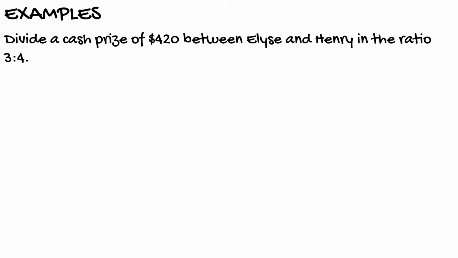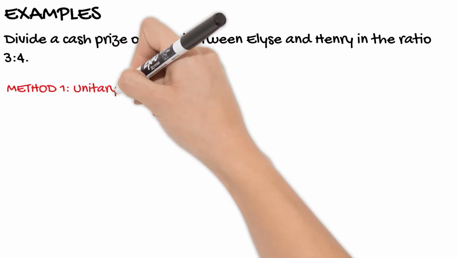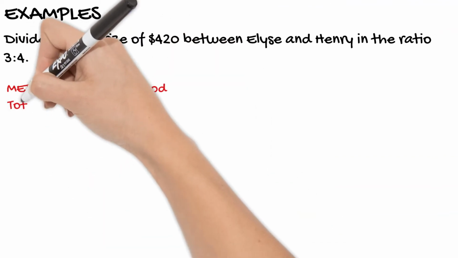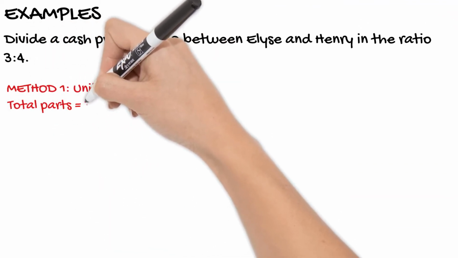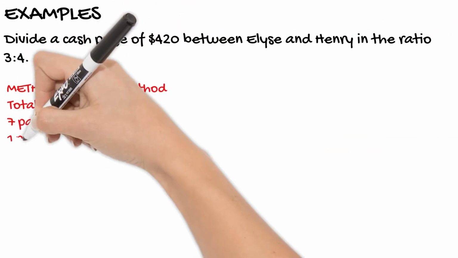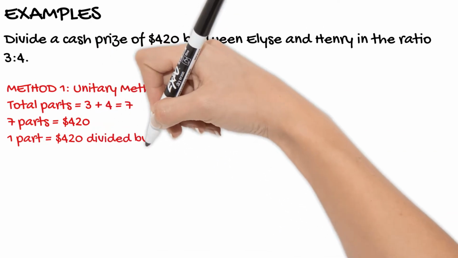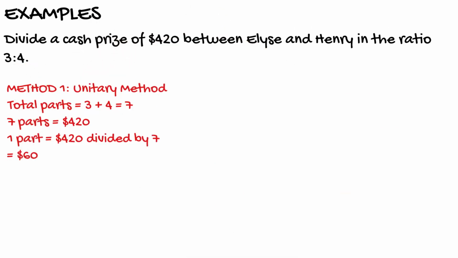This is essentially finding out the value of one part of the ratio and then each person's share of the ratio using those parts. Looking at our ratio, we need to work out how many parts there are in total. The first term is 3, the second term is 4, so we add those together. We get 7 parts in total. What we know is that 7 parts is equal to $420.